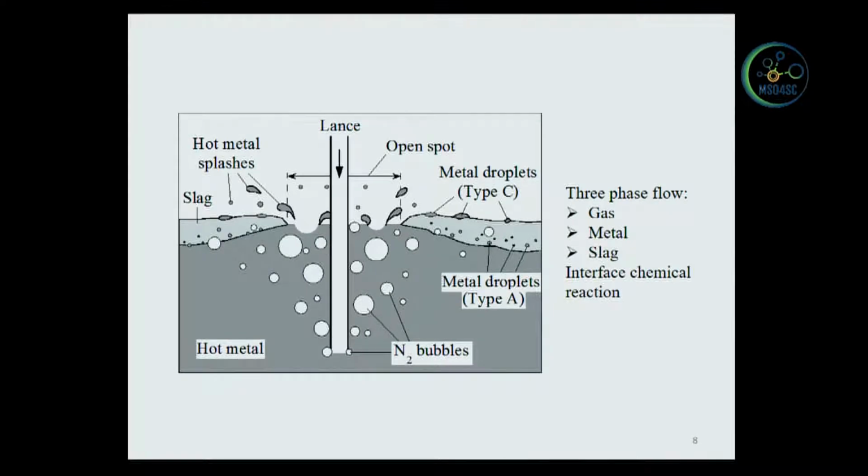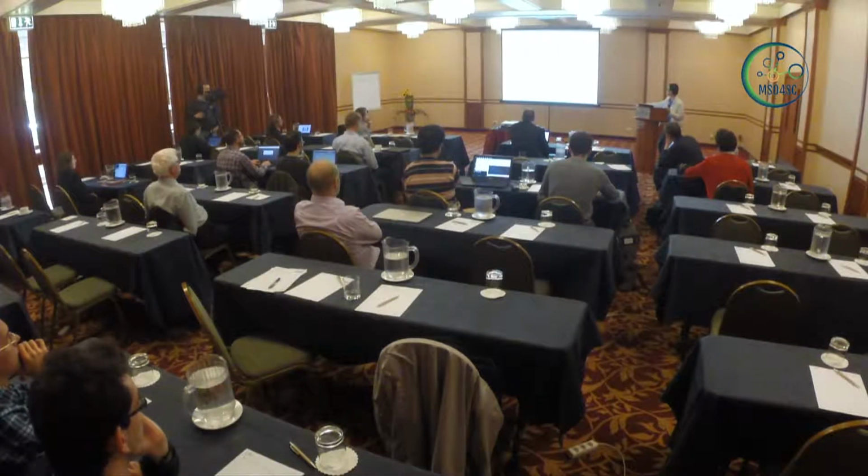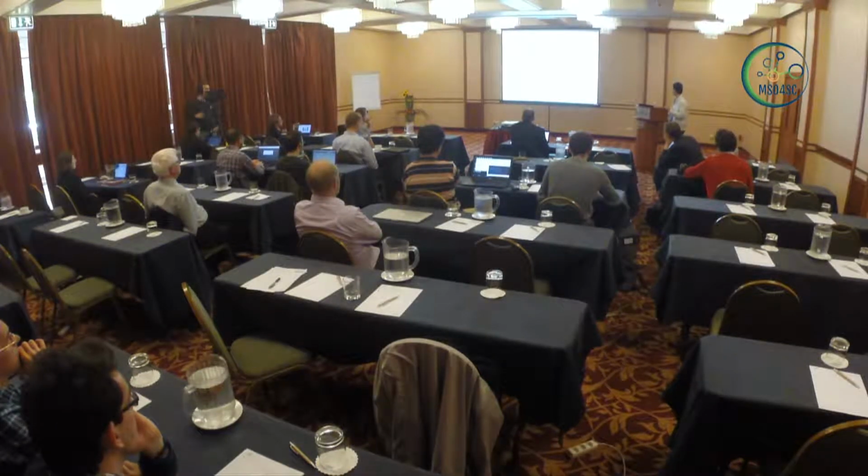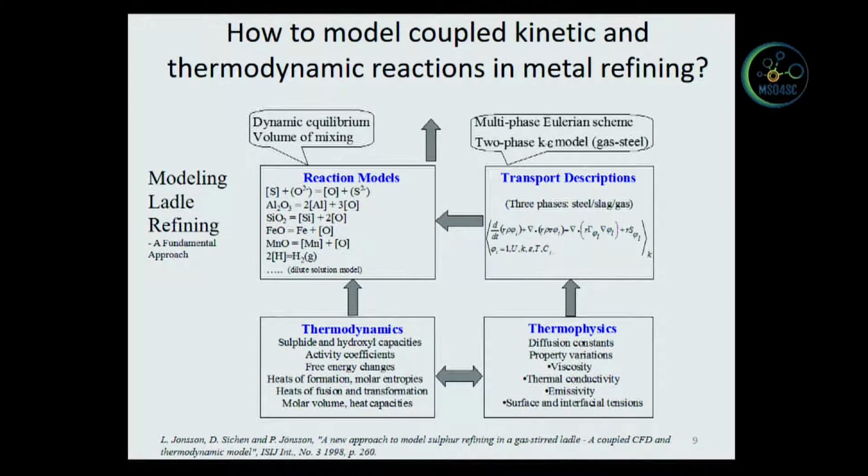So in the process, we have bubble flow, liquid metal, molten slag, and interface chemical reactions. How to model this process? We use the following method. First, we use a multi-phase Euler scheme to simulate the 3-phase flow phenomena. And for the interface reaction part, we need help from thermodynamics.